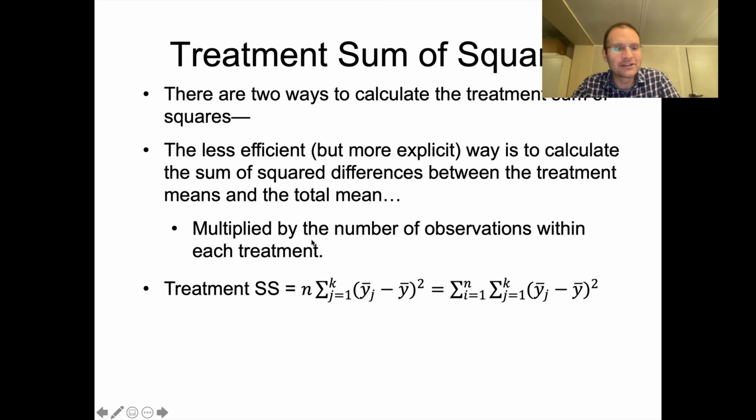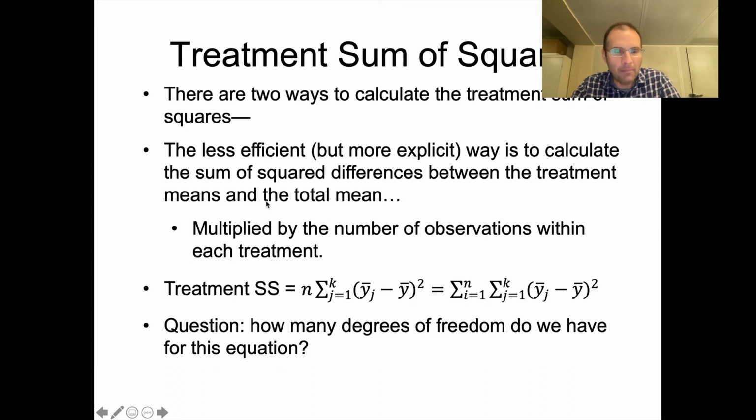That's what the double summation means here. I've got a question here about how many degrees of freedom we have for this equation. If I had a little more time on my hands, I might pause and wait for you to answer that. I think you've seen the answer before, though, because in this case, our degrees of freedom is going to be k minus 1. Or in this particular case, it's going to be 2 because k equals 3. That's how many levels we have in our factor. So keep this in mind, because this will become relevant later.